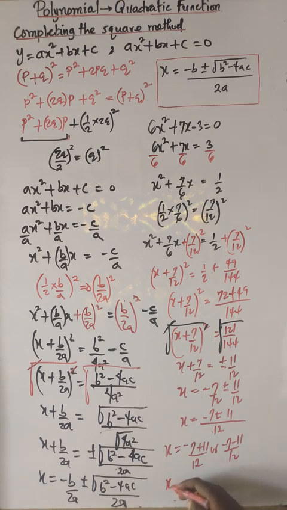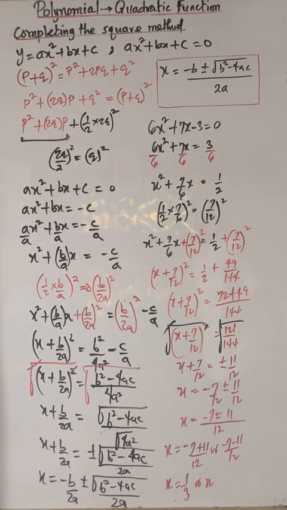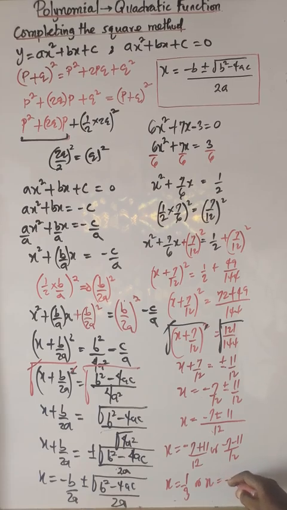From here, x becomes, minus 7 plus 11 will give us 4. So that's 4 over 12, which is 1 over 3. Or here, minus 7 minus 11 is minus 18. So if you have minus 18, it means 6 will be common. 6 in 18 will be 3, 6 in 12 will be 2. So the answer will be minus 3 over 2. This alpha, this is beta. So these are the roots of this quadratic equation using the completing the square method.